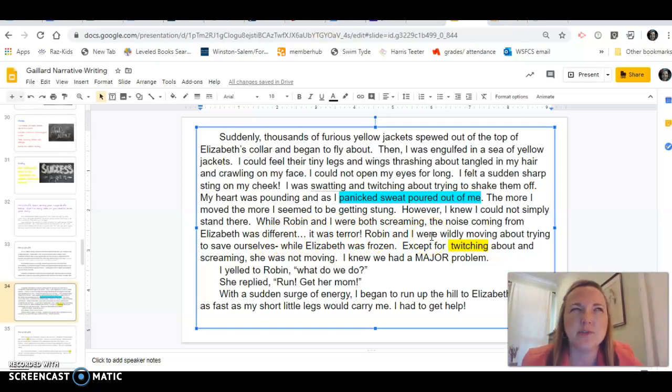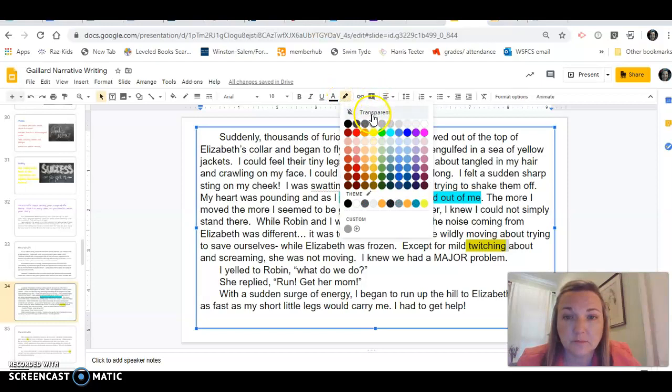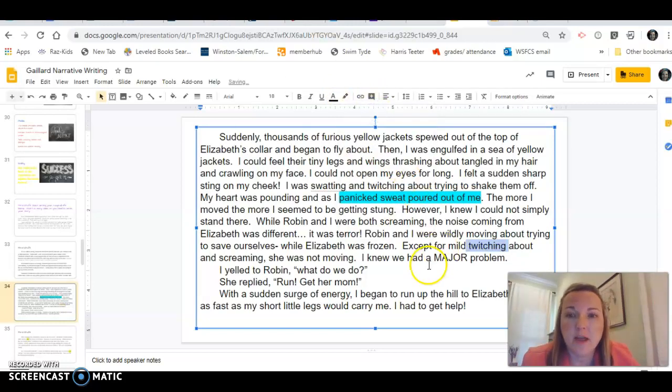And my kids were like, she was frozen. How was she twitching? So it was just mild twitching, not really moving, where we were flailing and going bonkers, right? So she just had some mild twitching. She really wasn't moving much at all. It was crazy. So I wanted to clarify that for my reader there.